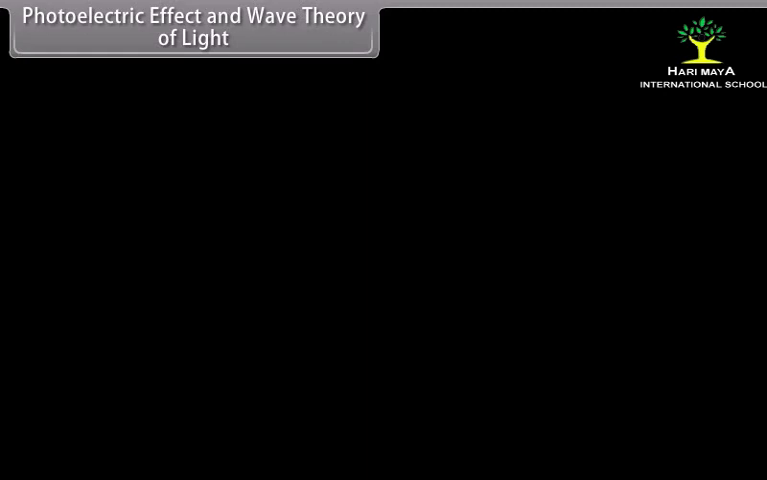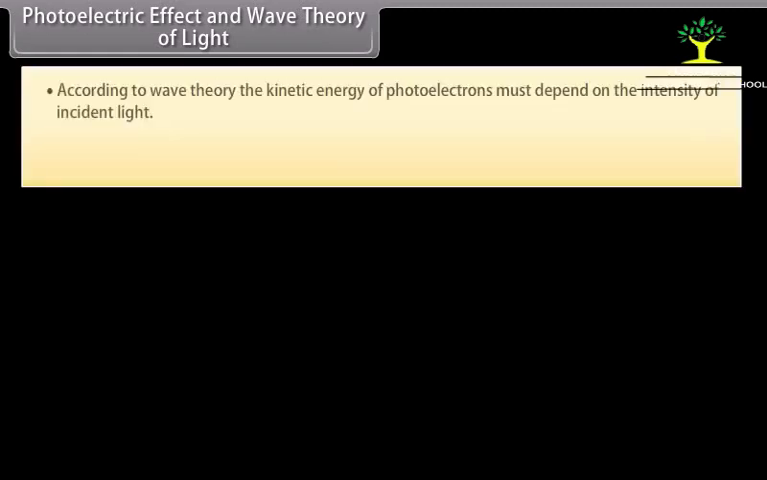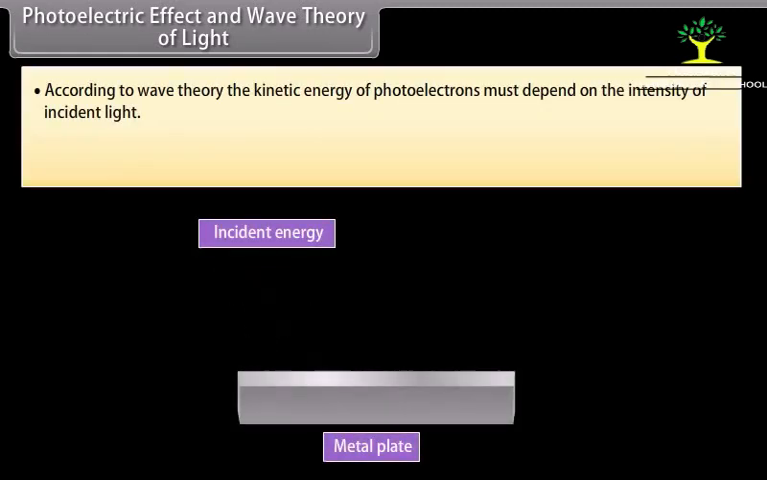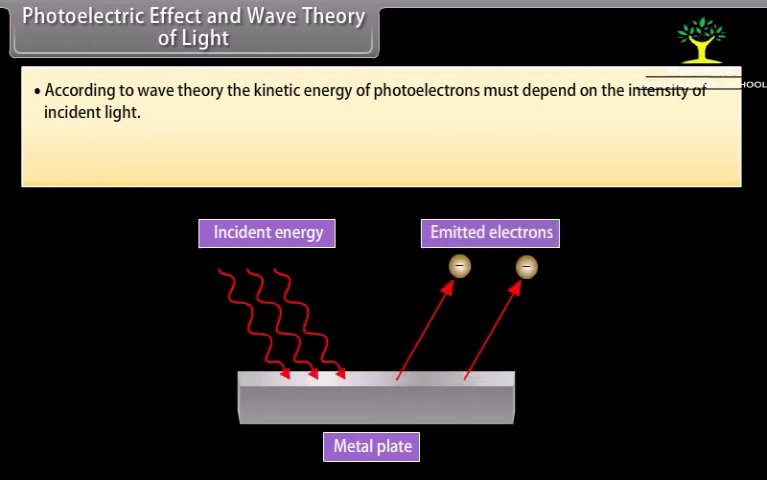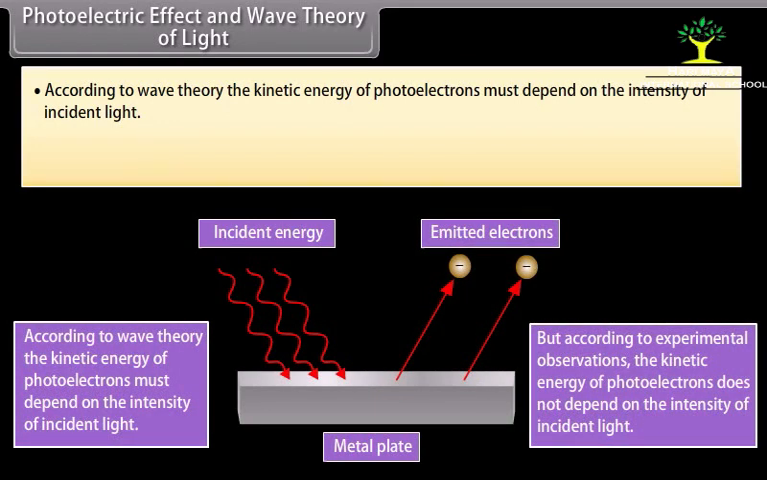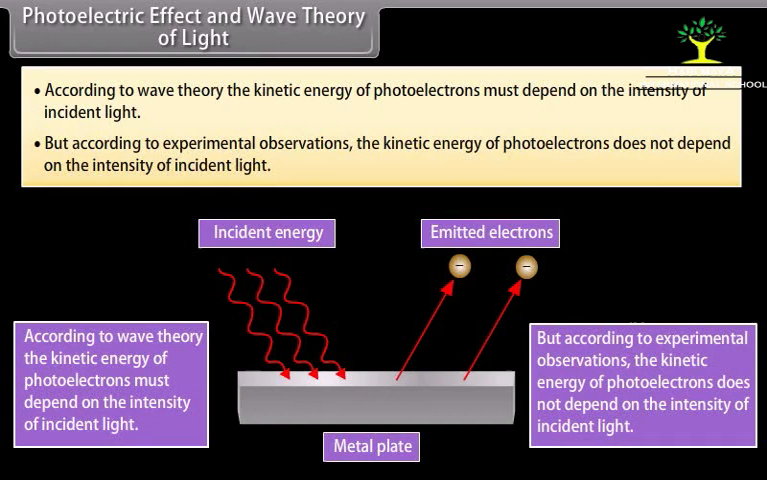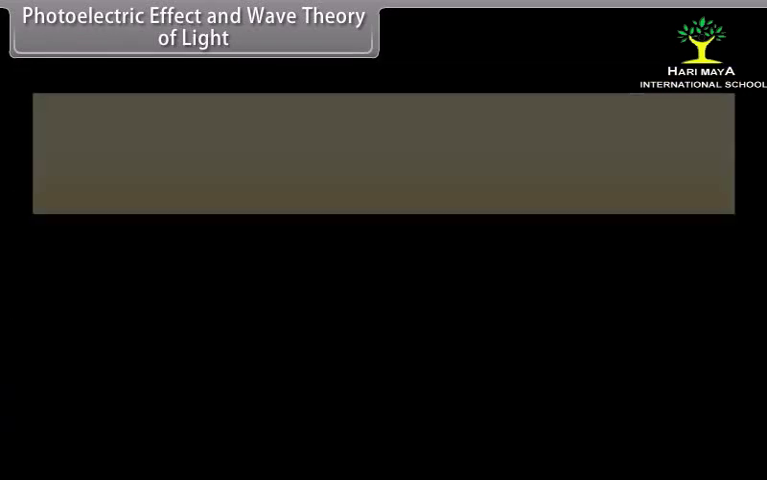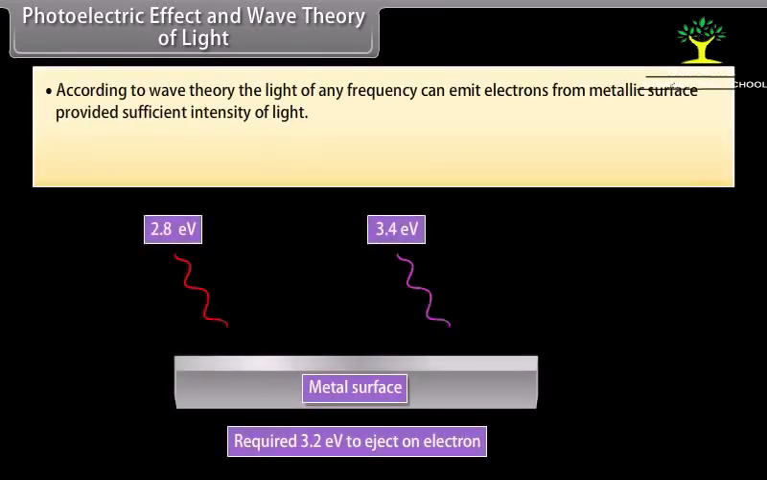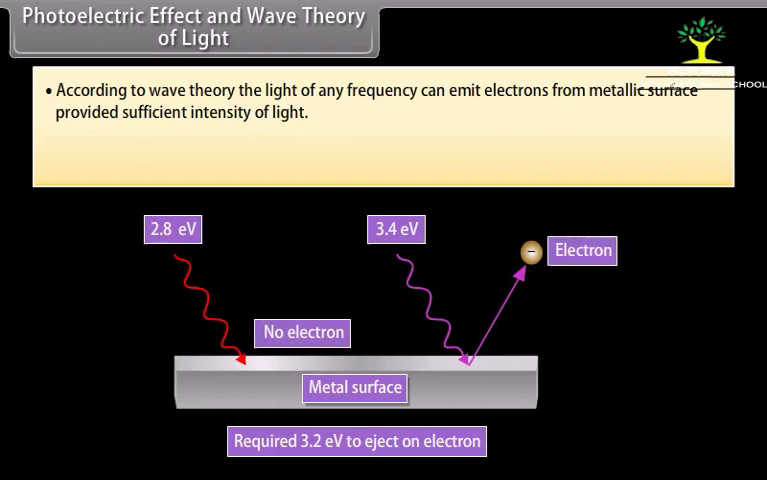Photoelectric effect and wave theory of light. According to wave theory, the kinetic energy of photoelectrons must depend on the intensity of incident light. But according to experimental observations, the kinetic energy of photoelectrons does not depend on the intensity of incident light. According to wave theory, light of any frequency can emit electrons from a metallic surface provided the light has sufficient intensity.